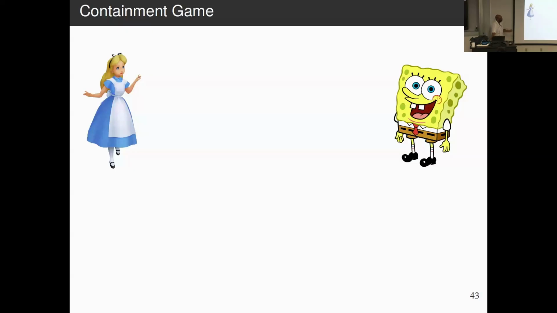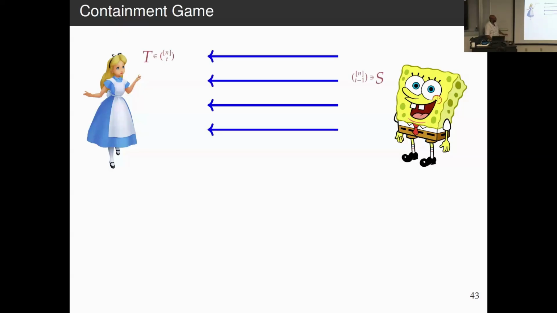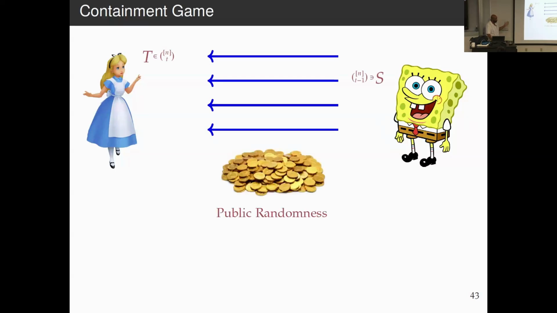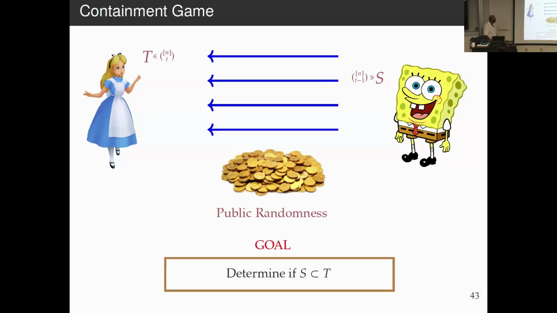So we are drifting to communication complexity. You have Alice and Bob. And Alice has a t set, and Bob has a t minus 1 set. And the goal is Bob can communicate to Alice. There is public randomness, so they both can jointly toss a random coin, see its outcome, and so on. And the goal is to determine if Bob's input is contained in Alice's input.